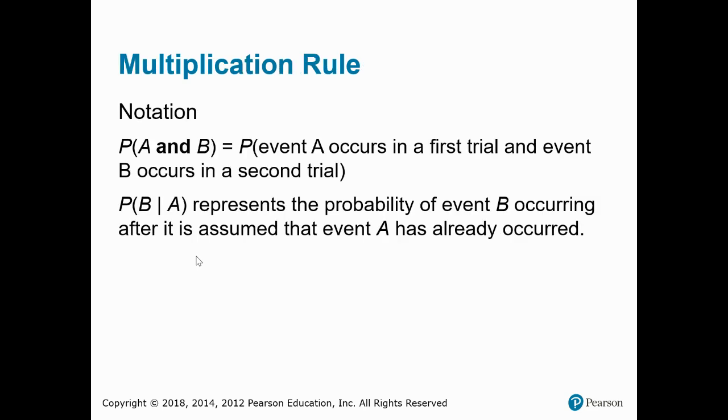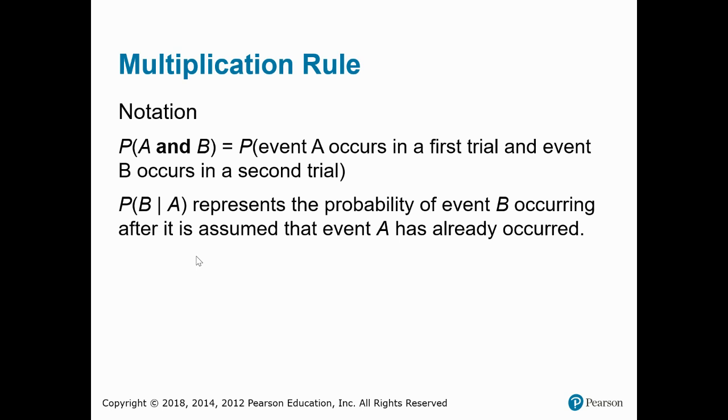All right, multiplication rule. So let's get into the multiplication rule. The key word for multiplication is what? And. Okay. Probability of event A and event B occurring. So it says event A in the first trial and event B in the second trial. And then we have this weird notation here. It says B and then this little straight up and down bar, A, which represents the probability of event B occurring after it is assumed that event A has already occurred.